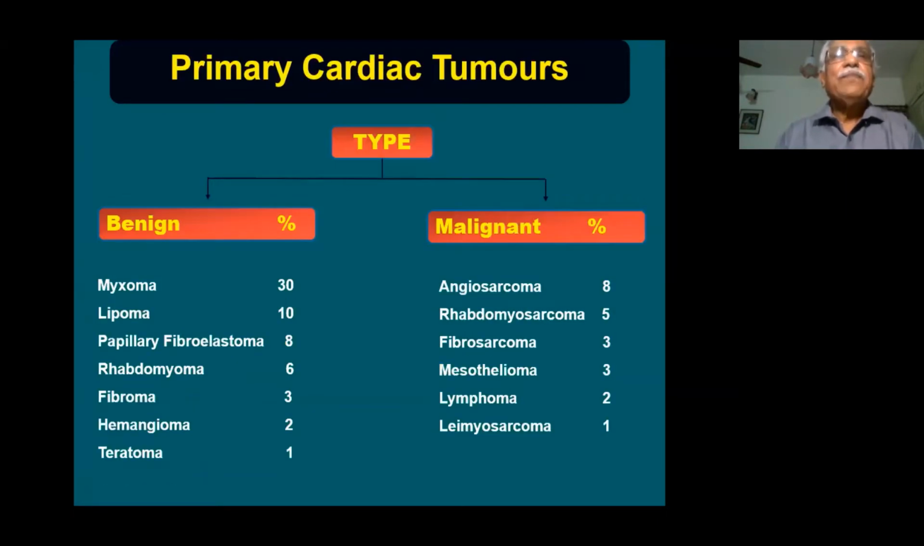Among the benign tumors, myxomas are the commonest, which all of you must have seen. Left atrial myxoma is the most common one. You can also get right atrial myxoma and biatrial myxoma, and left ventricular or right ventricular myxoma can occur in certain patients. The second one is the lipoma. Then come papillary fibroelastoma and rhabdomyoma. Rhabdomyoma especially is the commonest tumor in children.